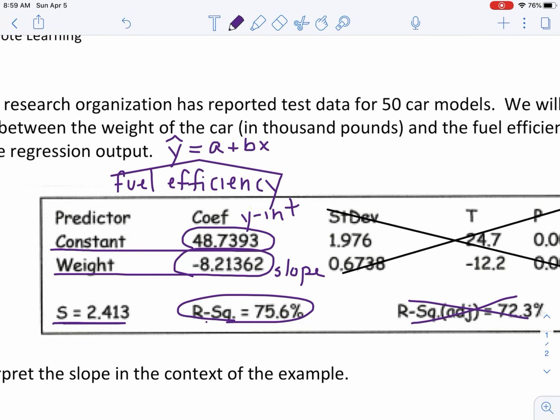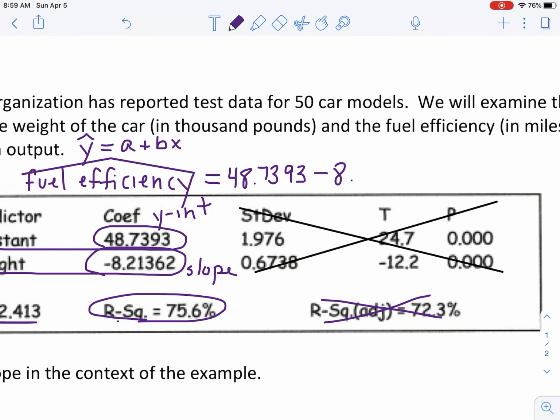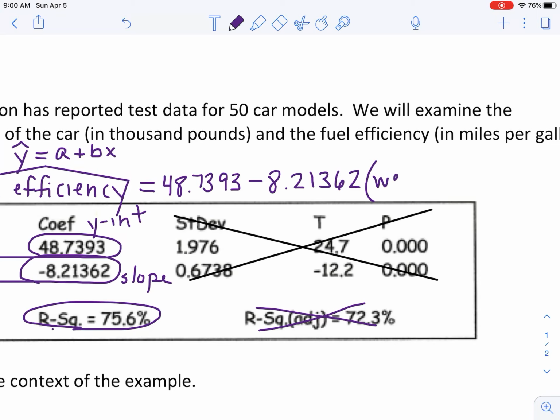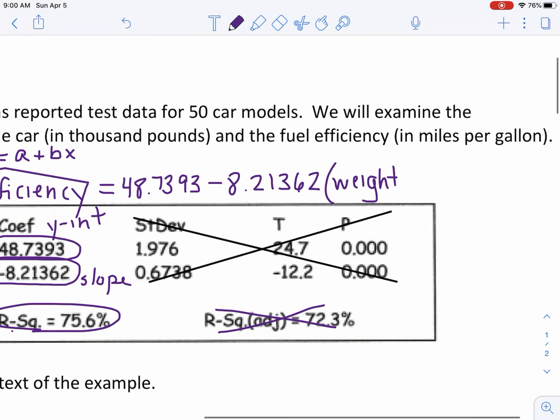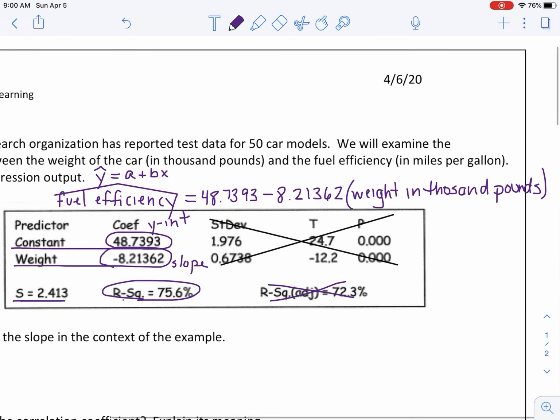So the predicted fuel efficiency equals the y-intercept, 48.7393, minus, because it's negative, 8.21362 times the weight in 1,000 pounds. Okay.